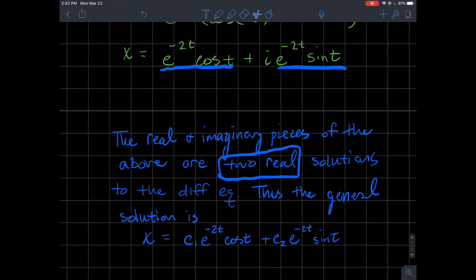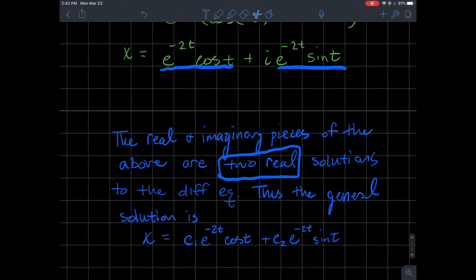The real and imaginary pieces are two real solutions to the differential equation. And at this point, you either understand or you accept that, well, if it's a second order equation, then as soon as I get two linearly independent answers, those are enough to make the general solution. In other words, every solution is just some linear combination of those two.